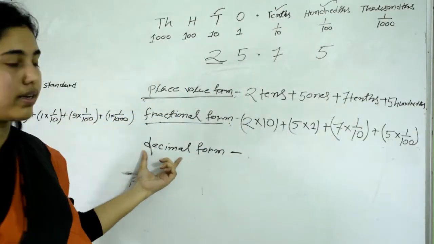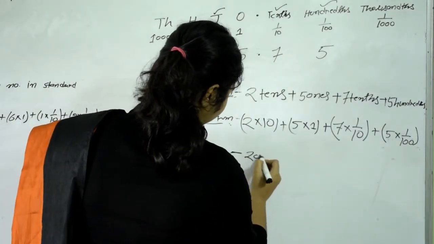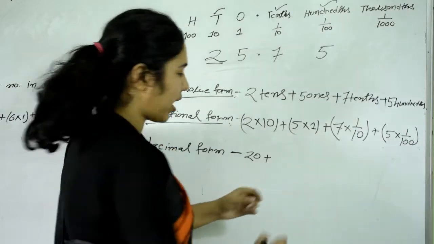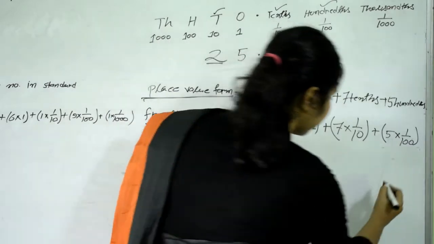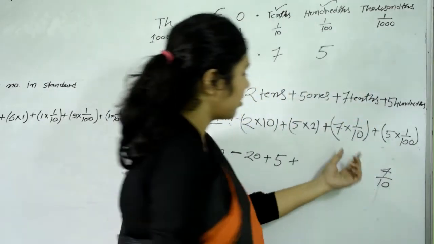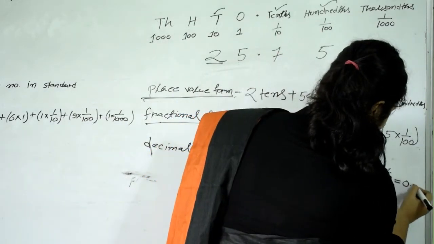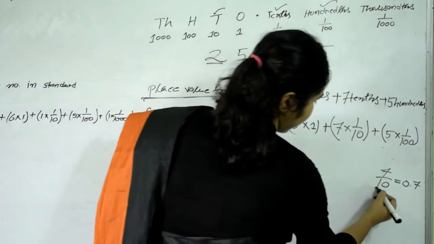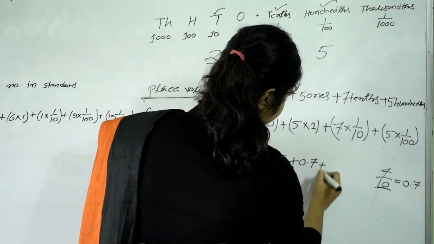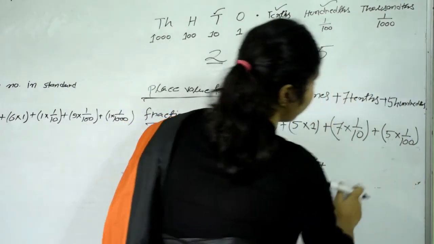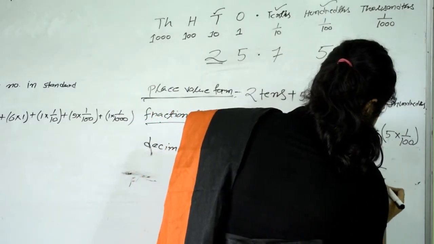Now write it as decimal form. So 2 into 10, 20 plus 5 into 1, 5 plus 7 into 1 by 10. 7 into 1 by 10 means 7 by 10. So we can write it as 0.7 because here in the denominator we have 10, right? So write here 0.7 plus 5 into 1 by 100, which means 5 by 100.